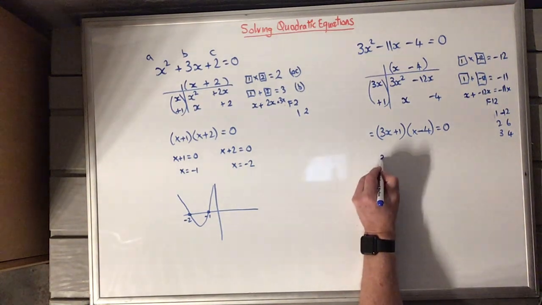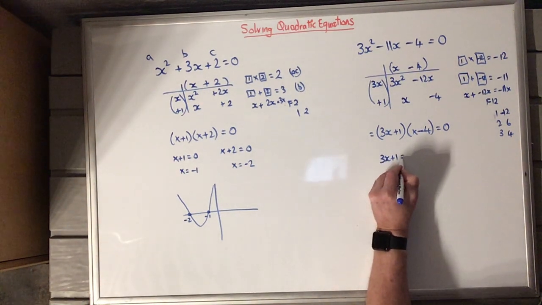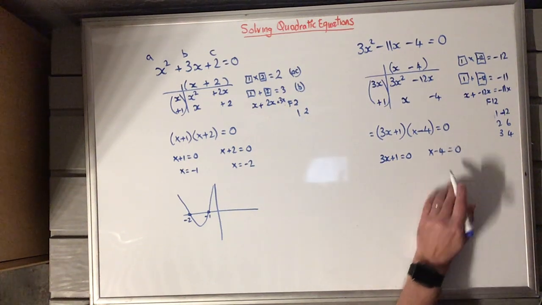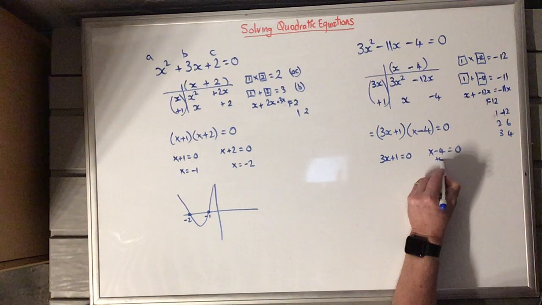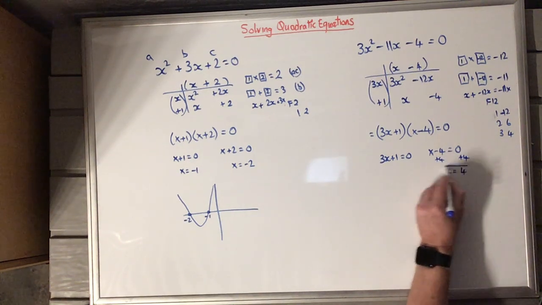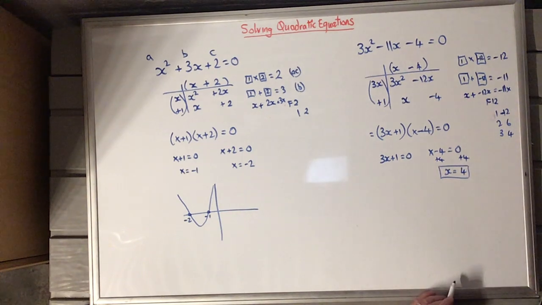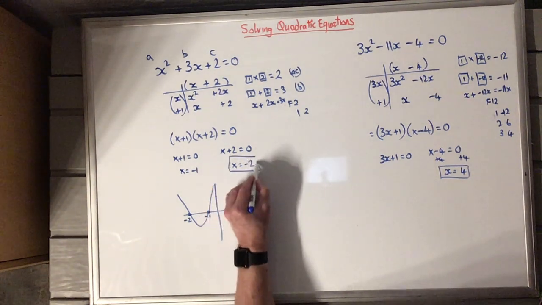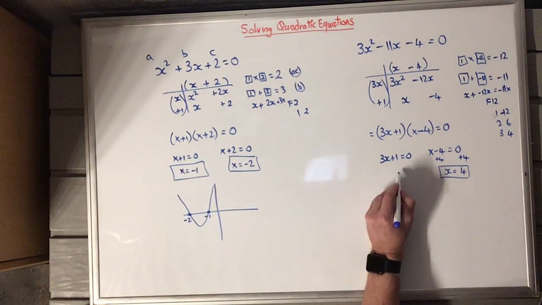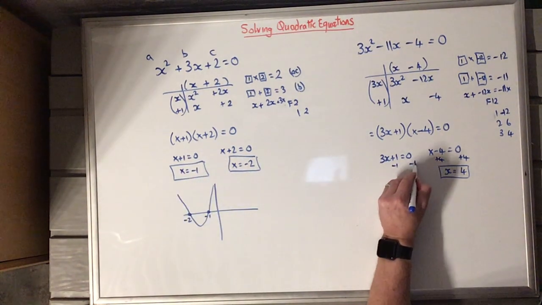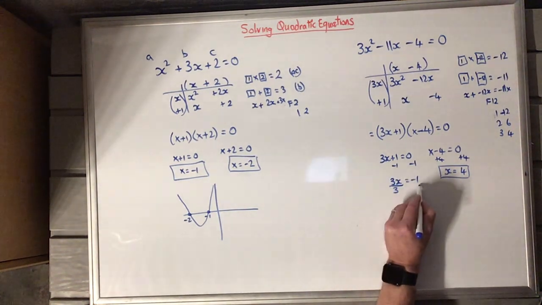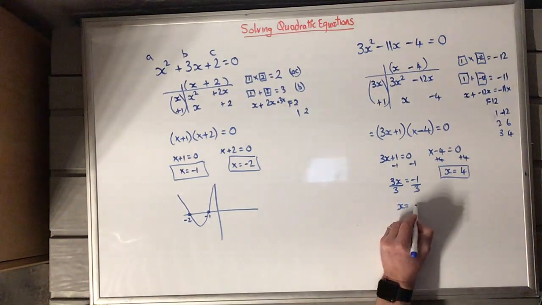So let's solve it. 3x + 1 = 0 or x - 4 = 0. Just solve this one first, it's easier. So add 4 to both sides. x = 4. So that's easy, that one. There's the root. Just put the roots in here. Always like to box them so for the examiner I can see exactly what the roots are. This one here, subtract 1 from both sides. So 3x is equal to -1. Divide through by 3. x is equal to -1/3.